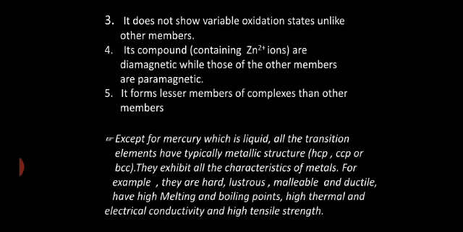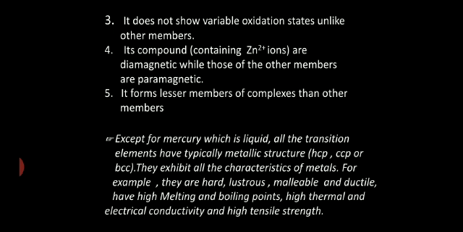As the number of unpaired electrons increases from 1 to 5 on moving from left to right in a transition series, the paramagnetic characteristics of transition metal ions increase. The maximum paramagnetism is found in the middle of the series. Why? Because in the middle of the series we have the maximum number of unpaired electrons.